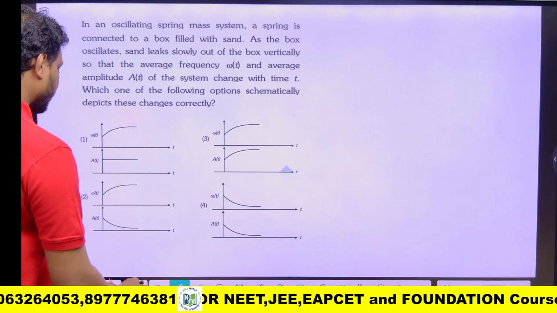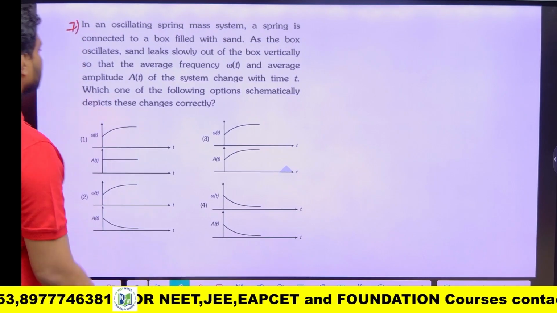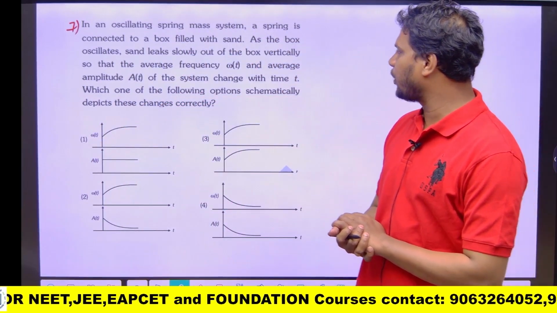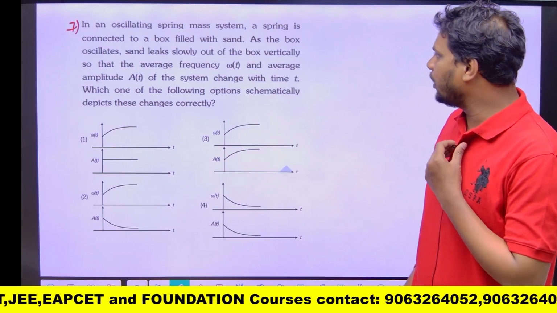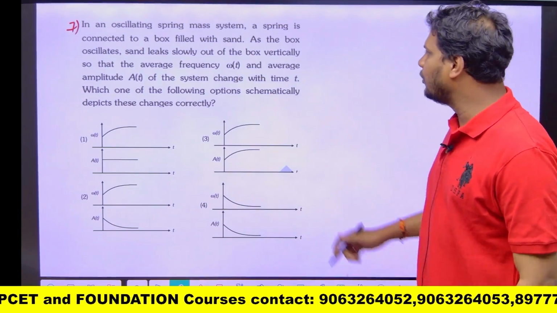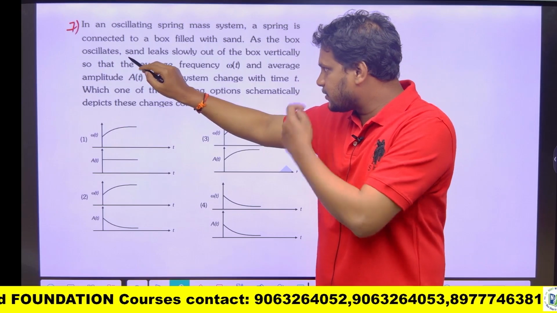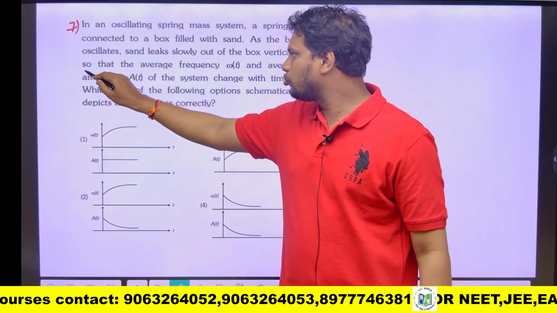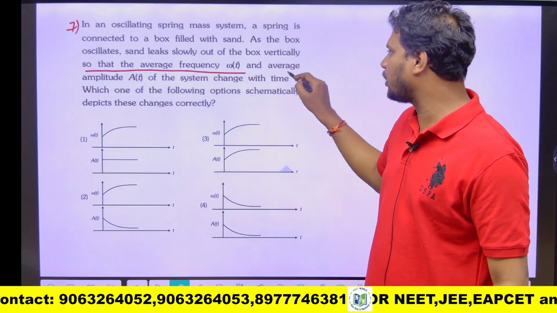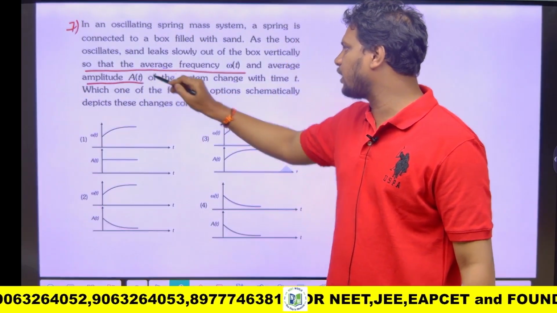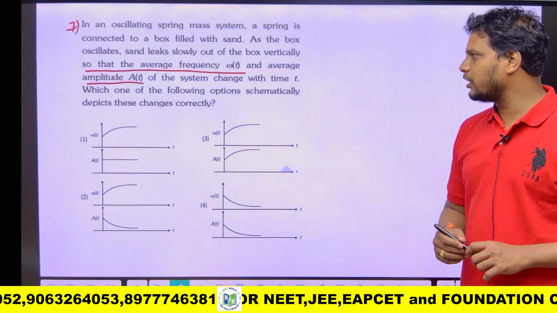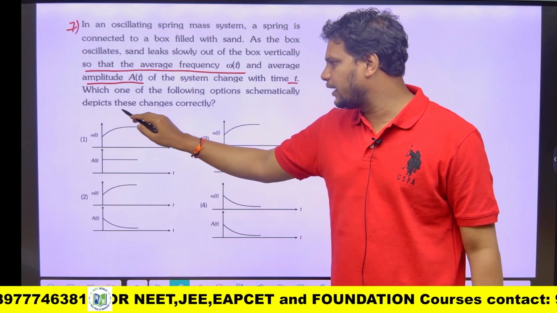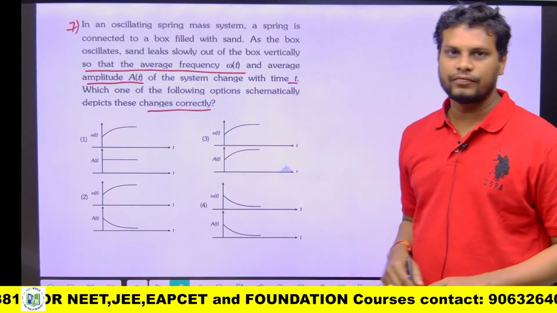Now we are going to discuss the next question, question number 7. This question is from oscillations. In an oscillating spring mass system, a spring is connected to a box filled with sand. As the box oscillates, sand leaks out slowly out of the box vertically. So the average frequency omega t and average amplitude A t of the system change with time t. Which of the following options schematically depicts the changes correctly?